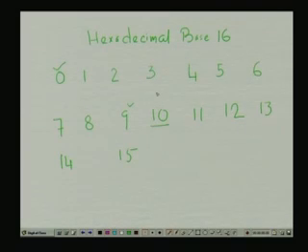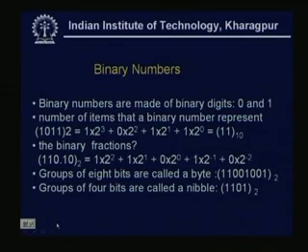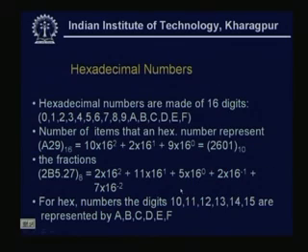So, this is represented as A, that means A in the hexadecimal number system is 10. Similarly, B means 11, C means 12, D means 13, E means 14 and F means 15. So, 0 to 9 and then A, B, C, D, E, F, these are the 16 distinct symbols that are used in our hexadecimal numbers.